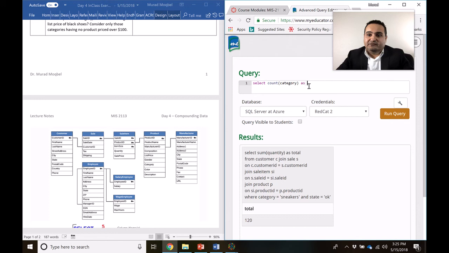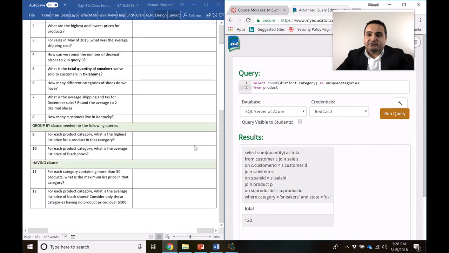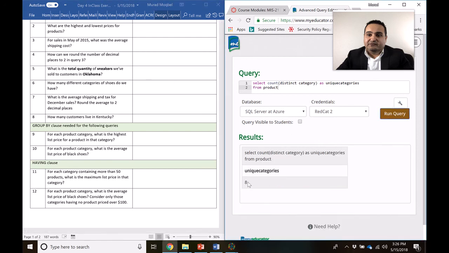So as unique categories, and in this case I will use count distinct category as unique categories. So this will be one word. From product. All right, so let's see how many different categories of shoes do we have. I'll run this. So we have 8, which is correct.